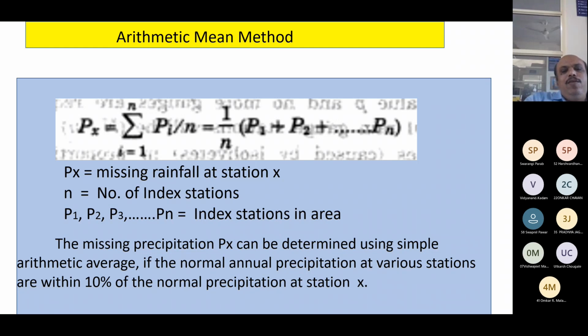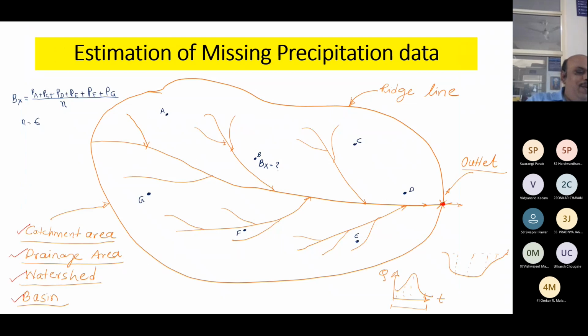But this method is only adopted if the difference between the normal annual precipitation values at various stations are within 10% of normal precipitation at station X. Okay, again come to that figure. Let us know once again about these three definitions. So what is this PA, PC, PD, PE? All these are the daily rainfall values.